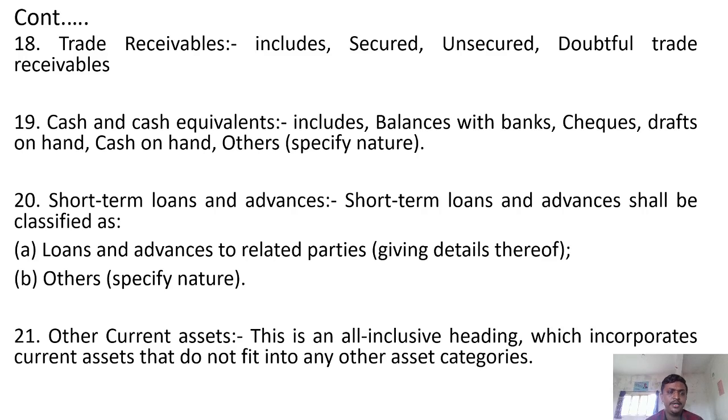Note number 19, cash and cash equivalent. Here, cash and cash equivalent include balance with bank, cheques, drafts and cash on hand, other. That is regarding the cash and cash equivalent. That means what is included here is the balance in the bank, cheques and drafts or demand drafts in hand, or cash in hand. We take these under cash and cash equivalent.